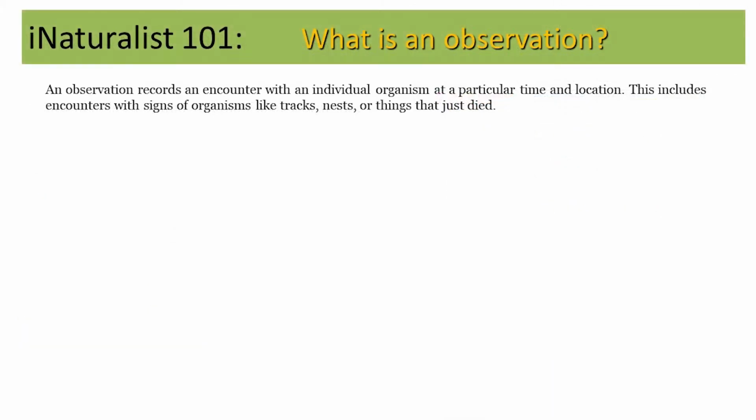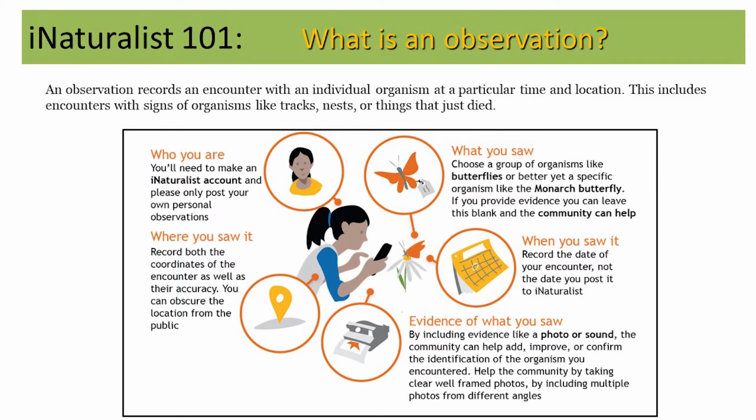So what does iNaturalist consider an observation? iNaturalist considers an observation an encounter with an individual organism or life form, and includes the basic information of who took that information, when they saw that information, where they saw that information, and on what date and time. The evidence usually includes a visual observation such as a photo or an auditory observation.